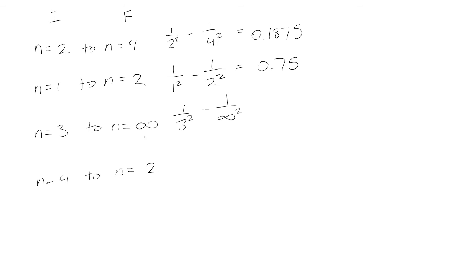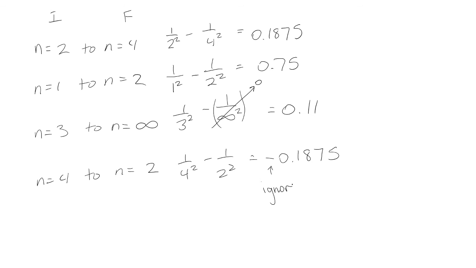1 over 3 squared minus 1 over infinity squared. Infinity is just a really big number, right? So 1 over a really big number, 1 over a million, 1 over a billion, 1 over a googol, right? Well, this is actually just going to equal 0. So 1 over 3 squared is equal to 1 over 9, which is 0.11. And finally, n equals 4 to n equals 2, so 1 over 4 squared minus 1 over 2 squared, that's going to equal negative 0.1875. Again, we can just ignore the negative. So this energy transition is exactly the same, going back and forth.